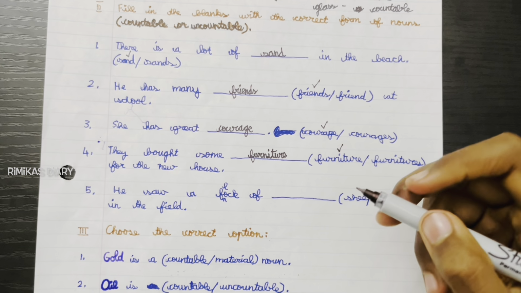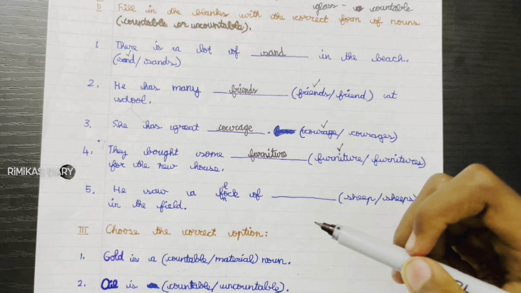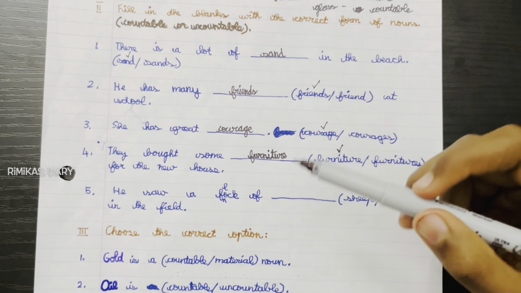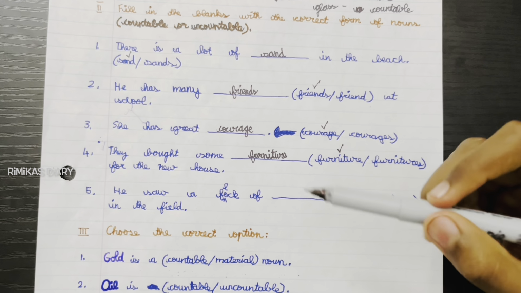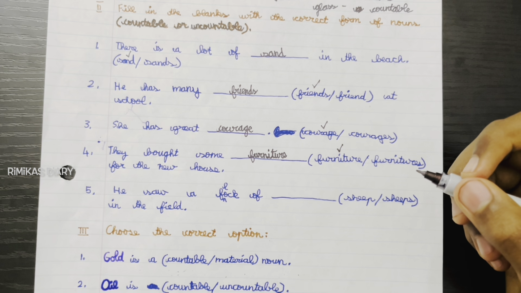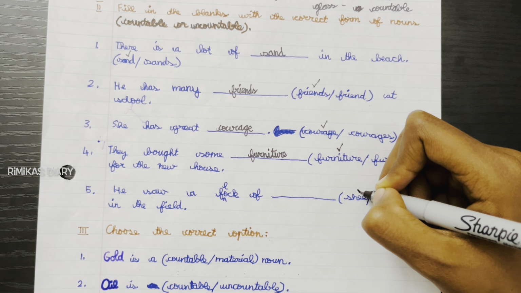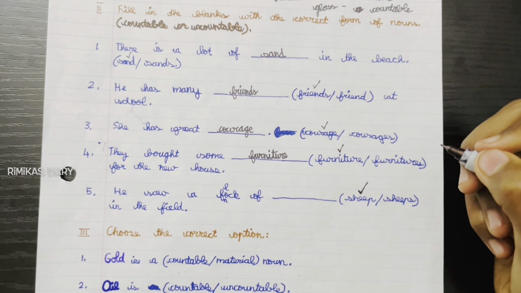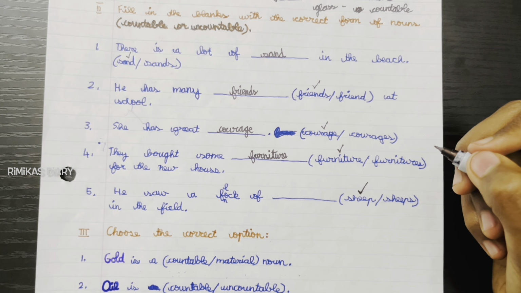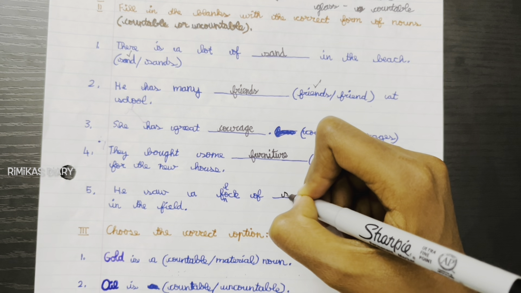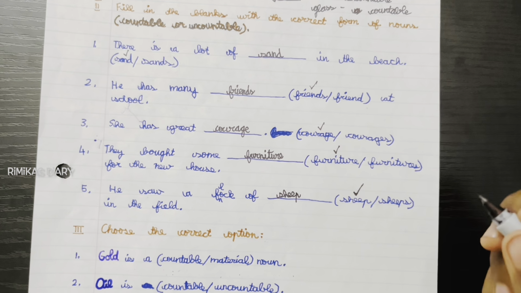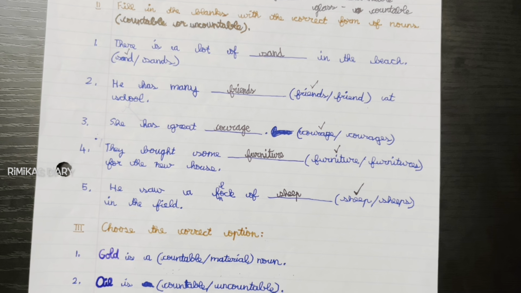Fifth question. He saw a flock of dash in the field. He saw a flock of sheep in the field. We should pick sheep because there's no plural form for sheep, plus it's uncountable. So I'm putting sheep. He saw a flock of sheep in the field.